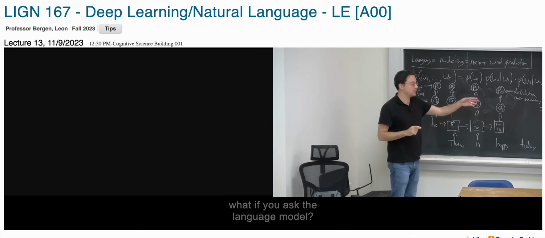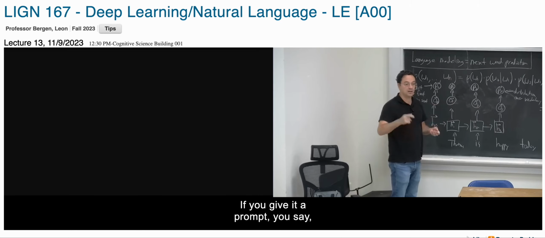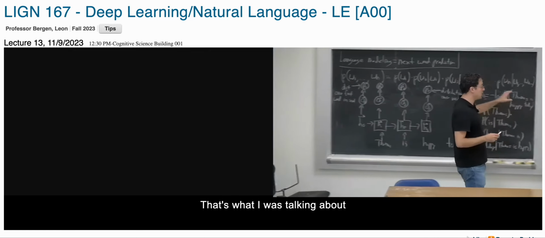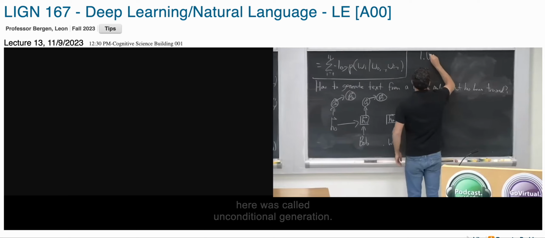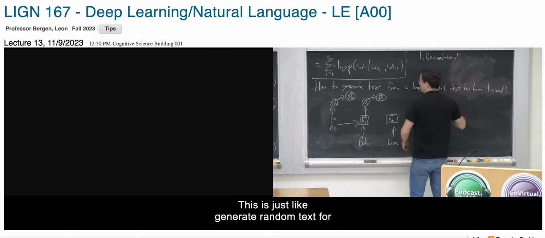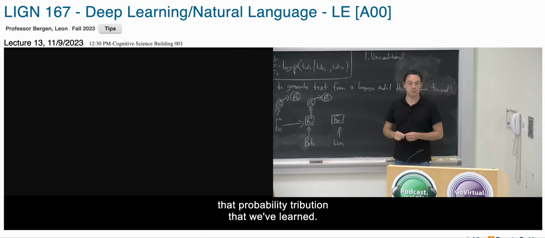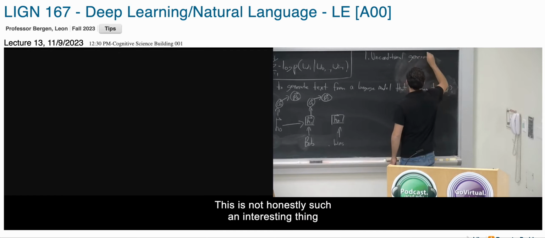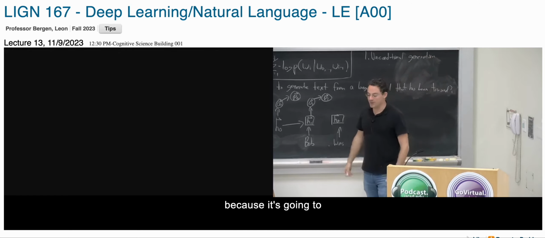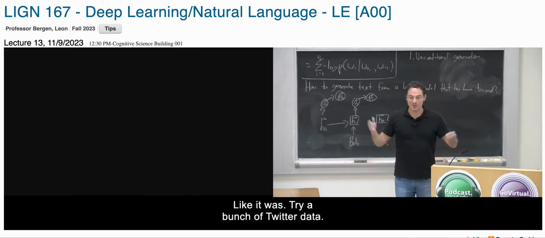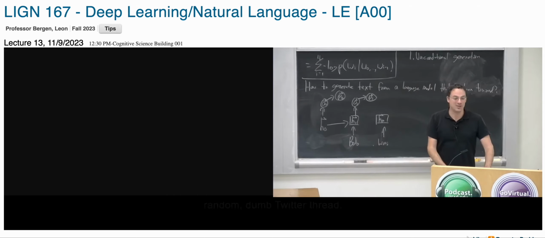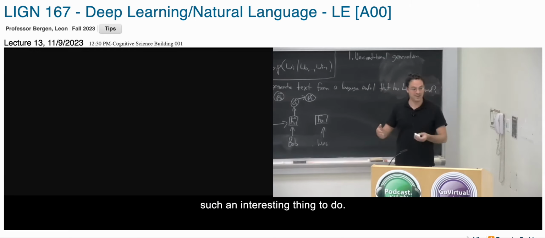I think you're asking, what if you give the language model a prompt? You say, I want you to do this for me. How would you get it to sample from that? Is that the question? Okay, great question. What I was talking about here is called unconditional generation. So this is just generate random text for me, where random means according to the probability distribution that we've learned. This is not such an interesting thing, because it's going to produce fake Twitter threads for you or something. It was trained on a bunch of Twitter data, so it's just going to generate a random dumb Twitter thread that didn't even happen before. You don't want that. So unconditional generation is not such an interesting thing to do.